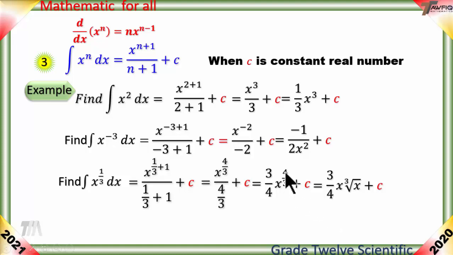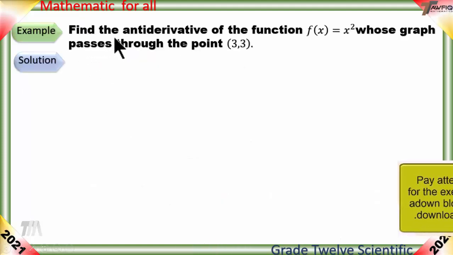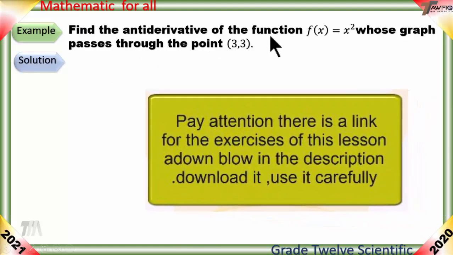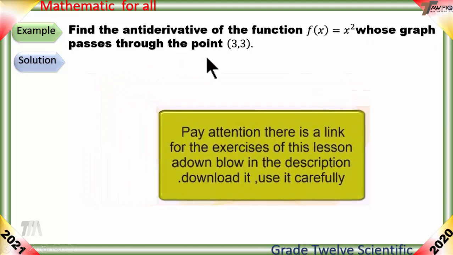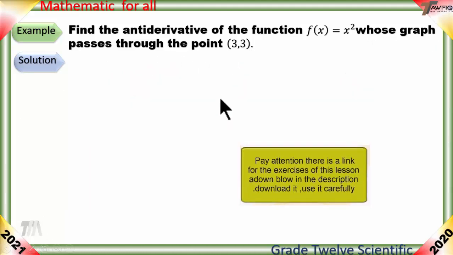Because when we are dividing 4 by 3, it becomes 1 and remaining 1. So it is x times the cube root of x plus c. Example: find the antiderivative of the function f of x is equal to x squared whose graph passes through the point (3, 3).